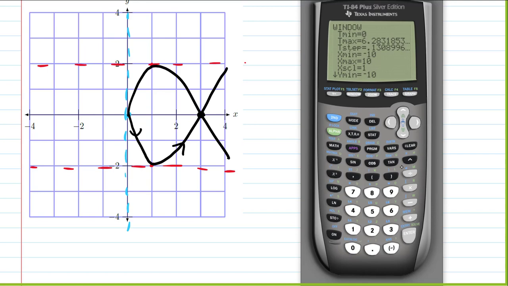Window, let's go. T min is negative 2 pi. X min, negative 4, 4, that's fine. Negative 4, 4. Let me press graph. There we go.